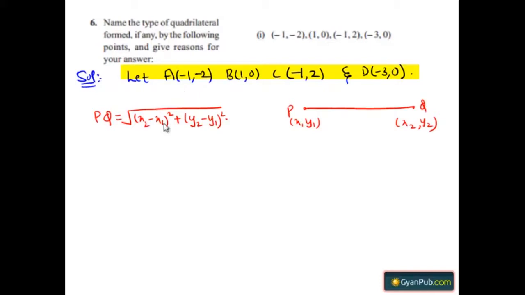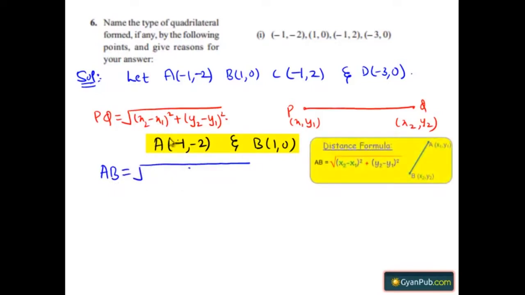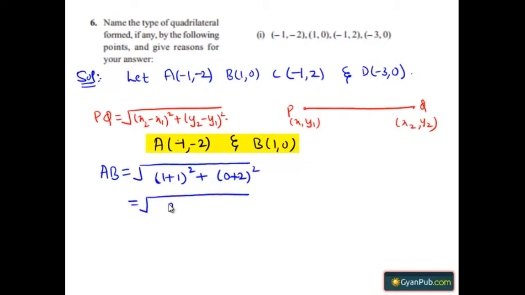Now taking the first 2 points A(-1, -2) and B(1, 0), by distance formula we get length AB equals under root of (1 minus of minus 1) whole square, that is (1 plus 1) whole square, plus (0 minus of minus 2) whole square, that is (0 plus 2) whole square, which is equal to under root of 2 square plus 2 square, that is equal to under root of 4 plus 4, that is equal to root 8, which is nothing but 2 root 2.